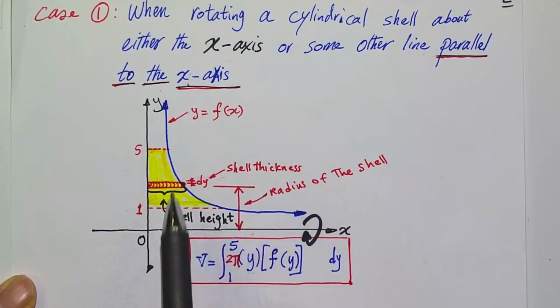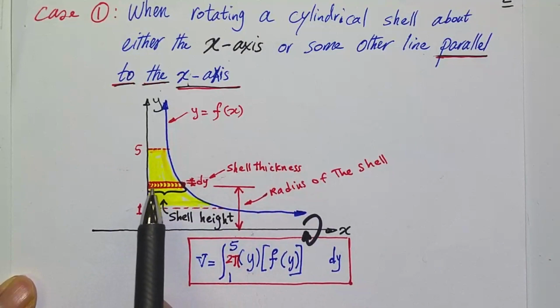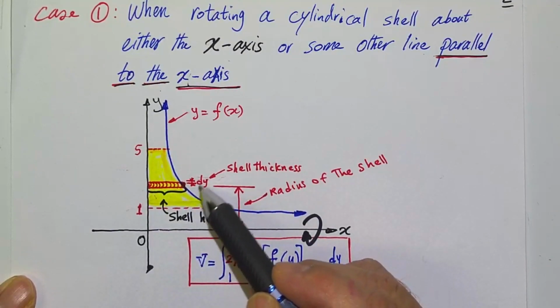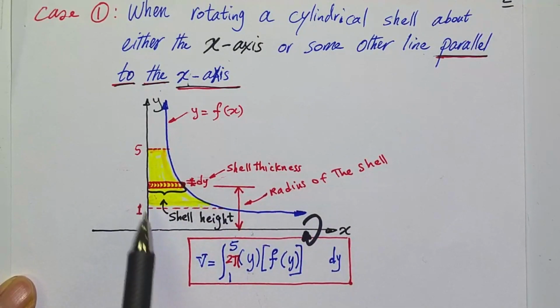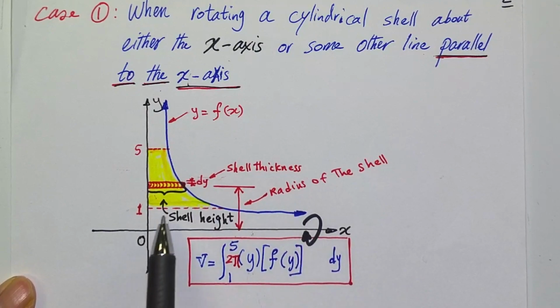Okay, so all of that is tied together. The parallelness of the shell height and the thickness of the shell, dy, and the shell height would be with respect to the f of y. Okay, so that would be x equals something, right? This is one of those cases where we have to write x in terms of y. So that would be that.